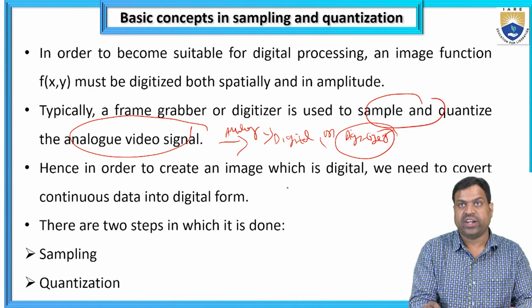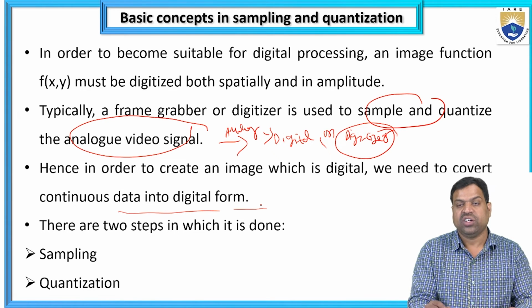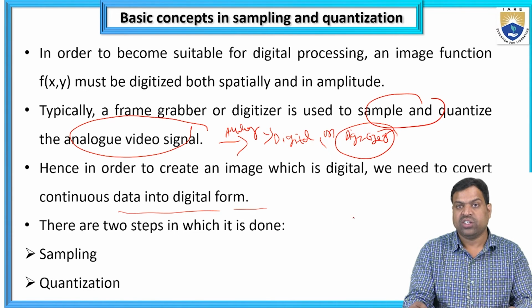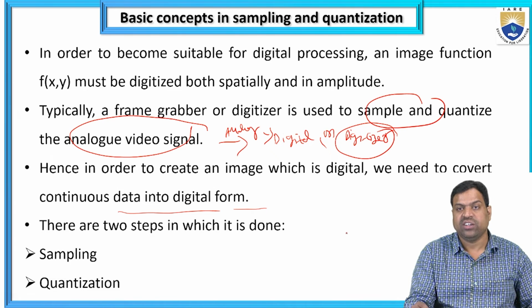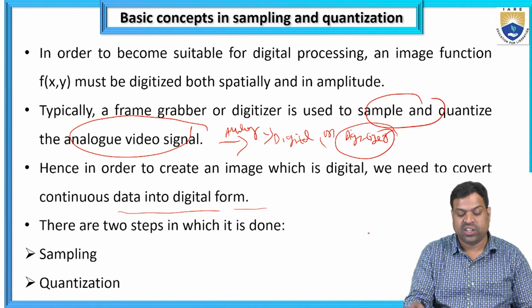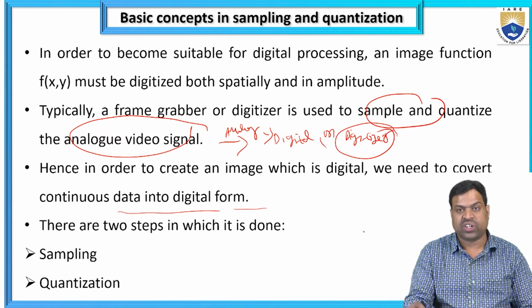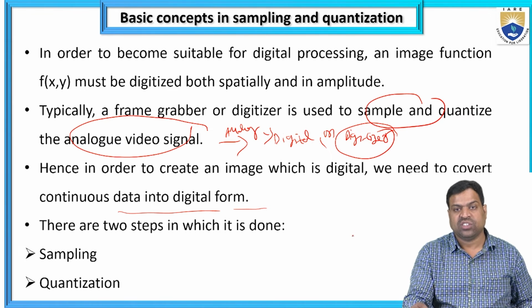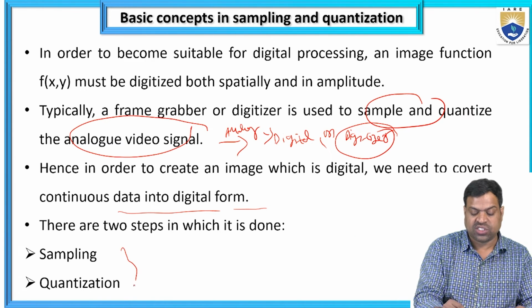Hence, in order to create an image which is digitized, we need to convert the continuous data into digital form. Continuous means analog data. Digital form means digital data. There are two steps: sampling and quantization. So sampling and quantization play a major role.